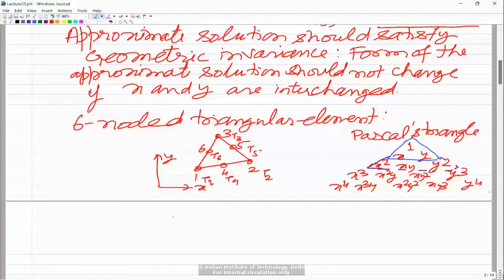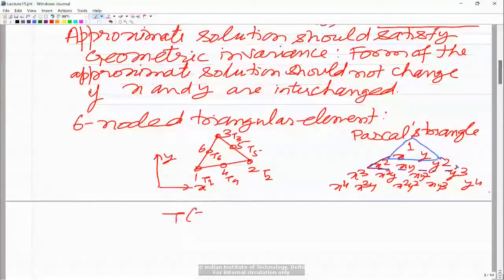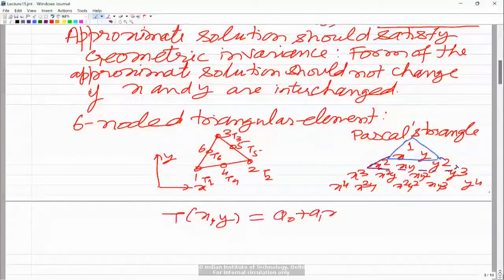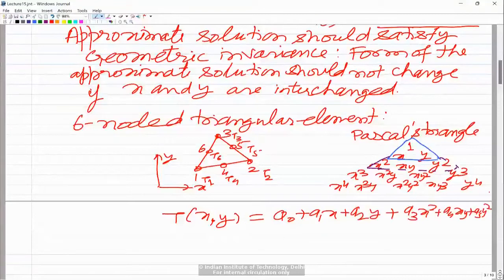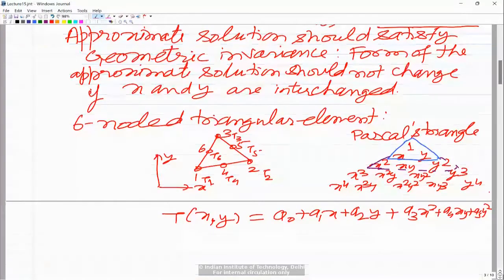So you would see that T, which is a function of x and y, is equal to a constant term a0 plus a1x and a2y linear terms, and then the quadratic terms, that is a3x square plus a4xy plus a5y square. So these are the six terms. Now again a0, a1, a2, a3, a4, a5 would be expressed in terms of T1, T2, T3, T4, T5 and T6, and then you get the shape functions. So there would be six shape functions. So we could have either a three-noded triangular element or a six-noded triangular element.